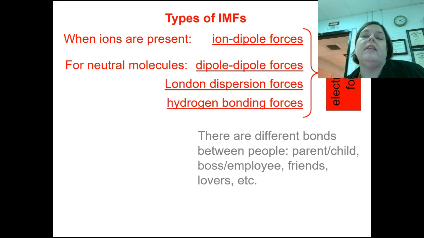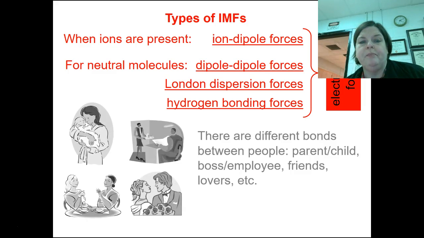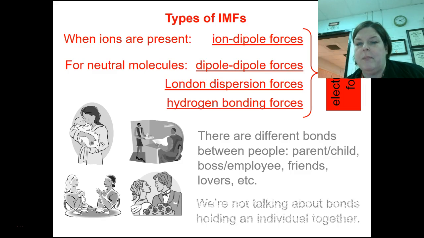Okay, so an example of all of this: there are different bonds between people. You have the parent-child bond. You have an employee-boss bond. You have friends and friends. You have friends and lovers. You have lovers and lovers. And you interact differently with those people. There's a different interaction, a different sweetness, a different way you talk and you are with people. And that's kind of the same thing as the IMFs. Remember, these are between people. They're not what keeps people together. We're not talking about all the bonds holding a person together. We are talking about the bonds holding people together, relationships together. Okay, so similar kind of deal there.